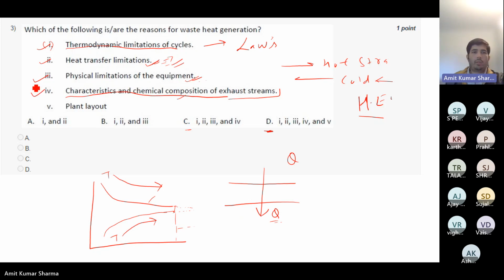Fifth is plant layout. So what should we consider in plant layout?